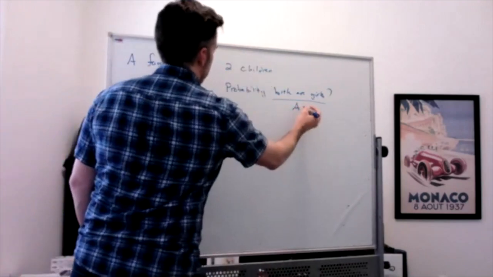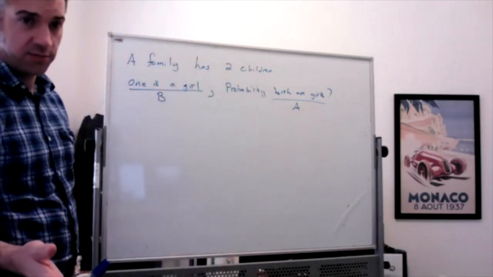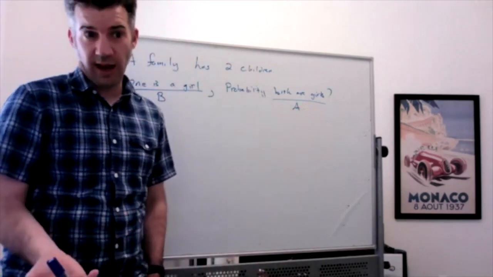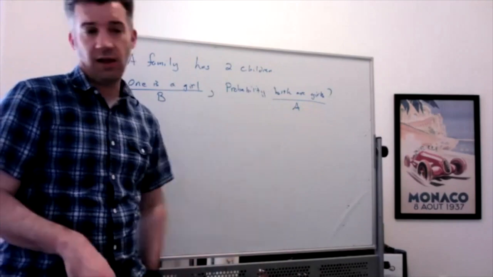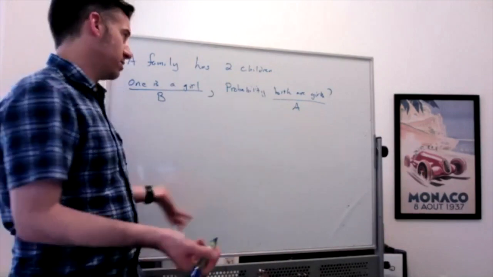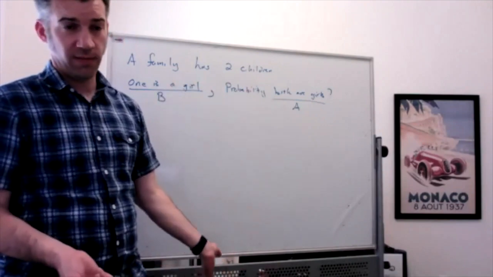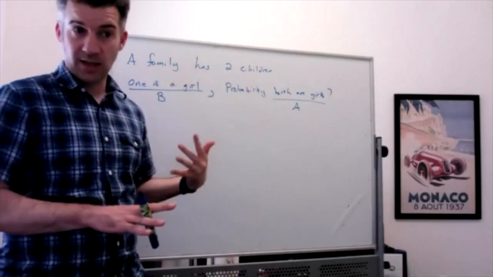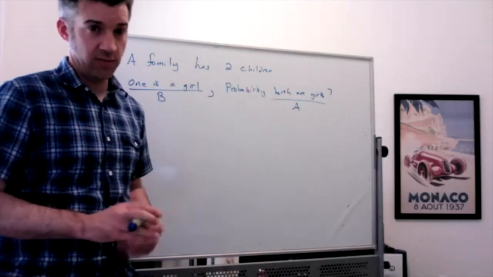So if you weren't being careful, you might think the answer is 1/2. Because you're like, oh, well, one of them's a girl, and the other one, assuming a 50-50 chance of being a boy or a girl, has a 50% chance of being a girl. But that's not the case here because we already have some information.